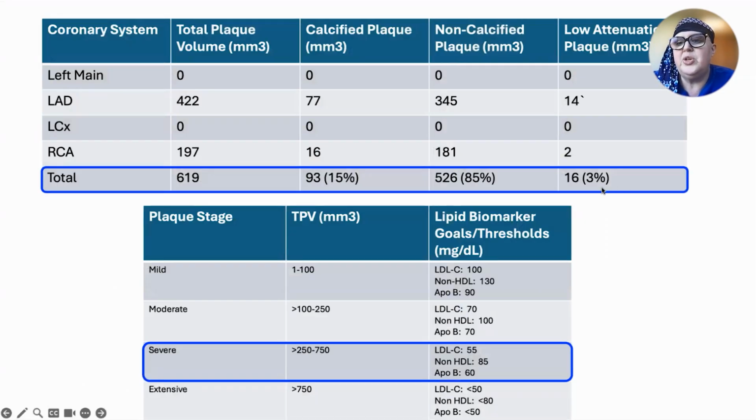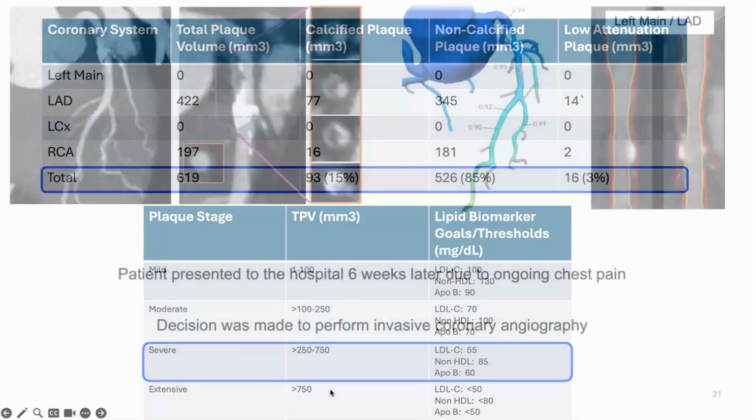Even though his low attenuation plaque is not at that 4% threshold that we think is meaningful by Michelle Williams' study with Scott Hart, the majority of his is actually located in that complex LAD, which could be clinically meaningful. So when we're just looking at that total plaque volume, he's in a severe plaque volume stage with a goal LDL of less than 55. However, given the type of plaque that he has, the fact that he had persistently high triglycerides, as well as family history, you would likely go to that extensive stage of therapy.